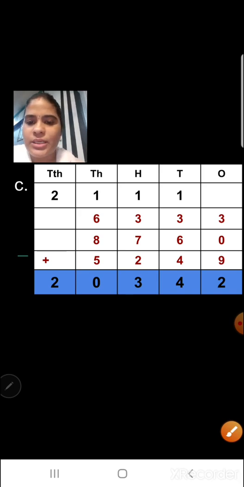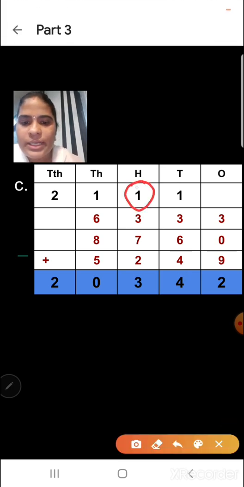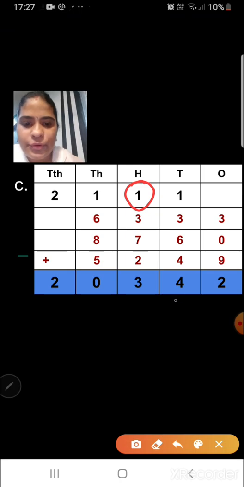C1. Children, note down the question properly. Let us add from ones place. 3 plus 0 plus 9 is 12. 1 will be carry over and 2 will write in ones place. 1 plus 3 plus 6 plus 4 we have in tens place, which is equal to 14. So again 1 will be carry over and 4 we have to write in tens place.